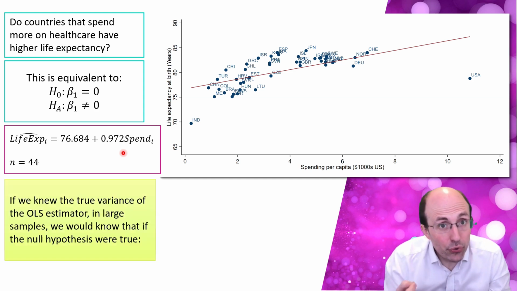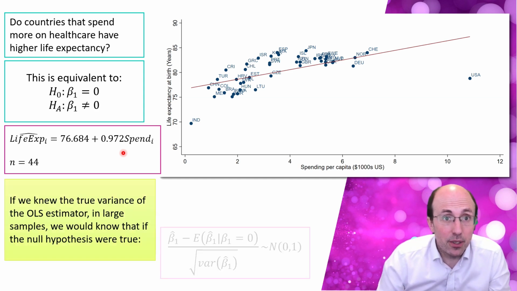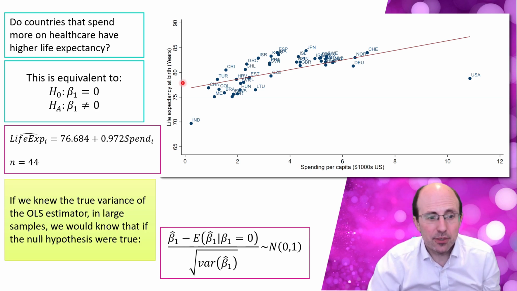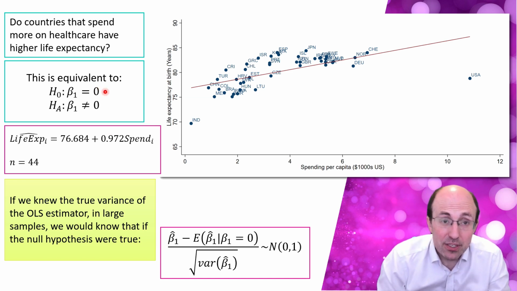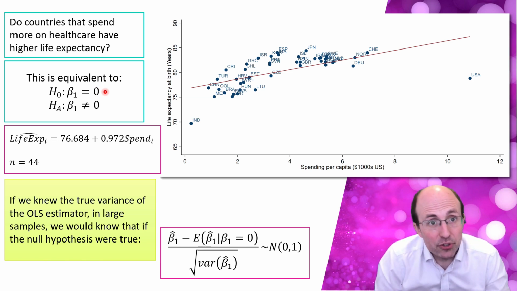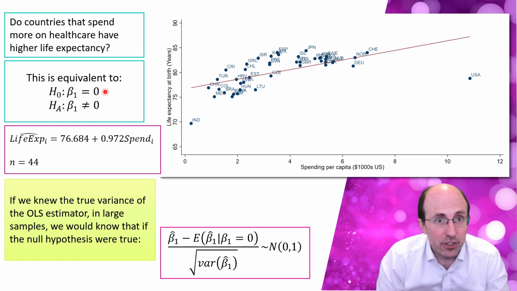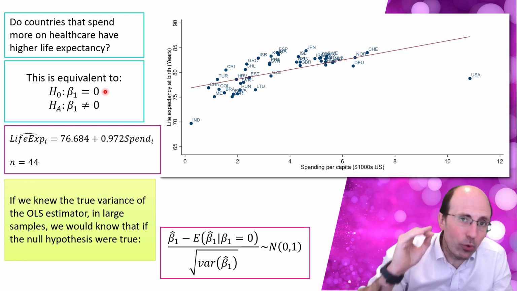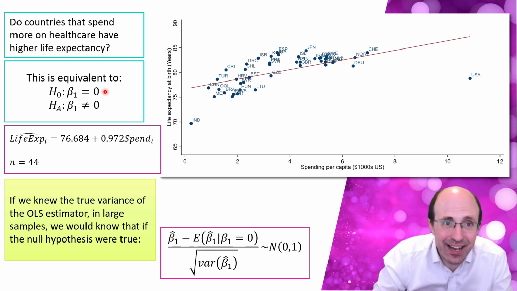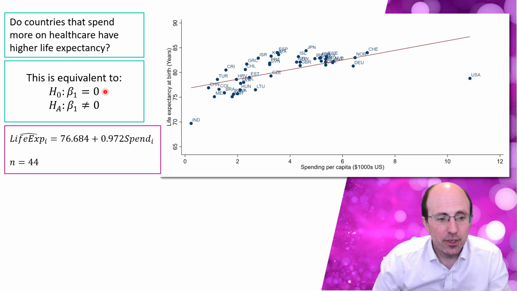If we knew the true variance of the error terms, then we'd standardize our estimate. We could take the estimated beta 1 hat, 0.972, subtract the hypothesized value and divide through by the square root of the variance of the beta 1 hat, and that would follow a normal distribution with expectation 0 and variance 1. However, we're almost always going to be using estimates of the variance of beta 1 hat and estimates of the standard error of beta 1 hat.